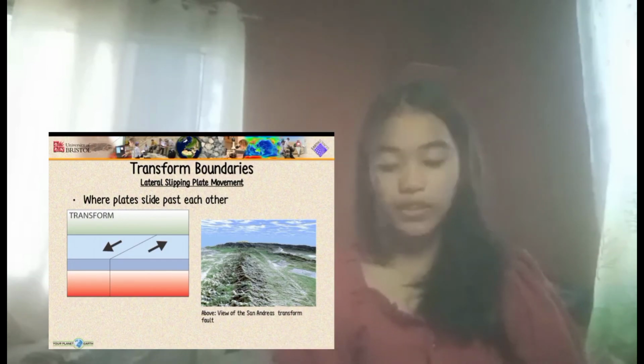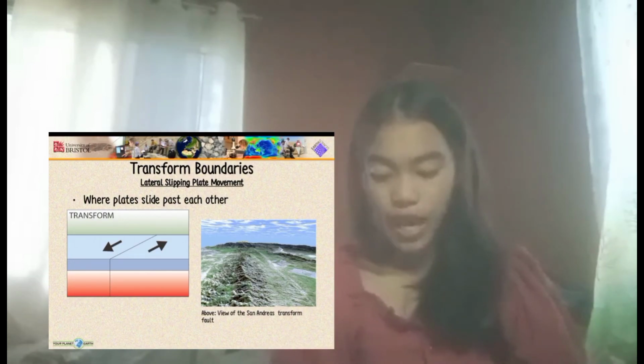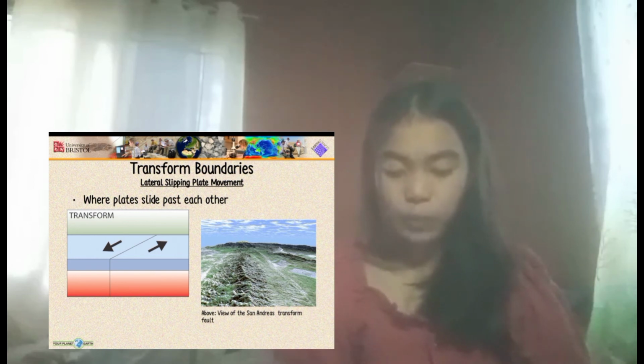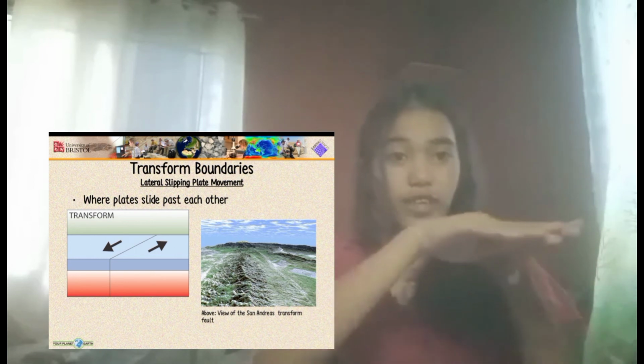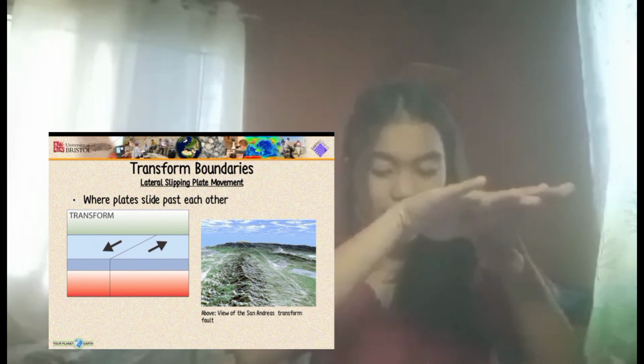Transform boundaries are lateral slipping plate movements where plates slide past each other. Past each other. The example of this is the San Andreas Fault.